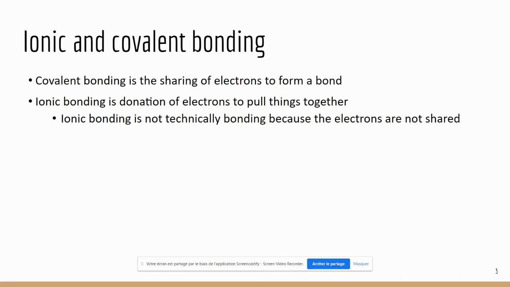Technically speaking, ionic bonding is not bonding. I define bonding as constructive overlap of atomic orbitals. All that means is that the orbitals overlap and then they actually add together. But if we have donation from one atom to the other, then you cannot have overlap. So ionic bonding is technically not bonding, but there's a historical reason why we still call it that.